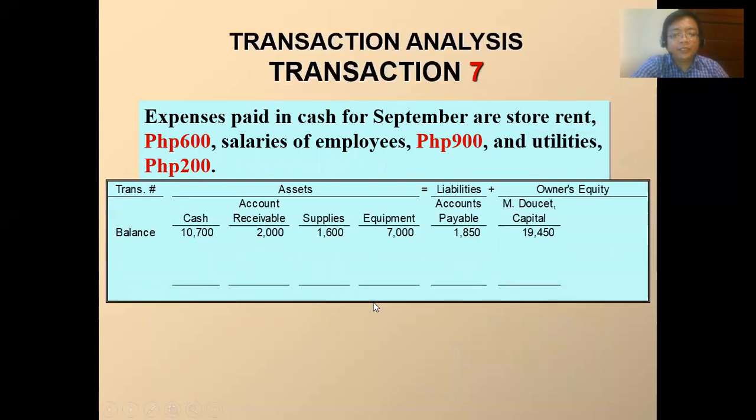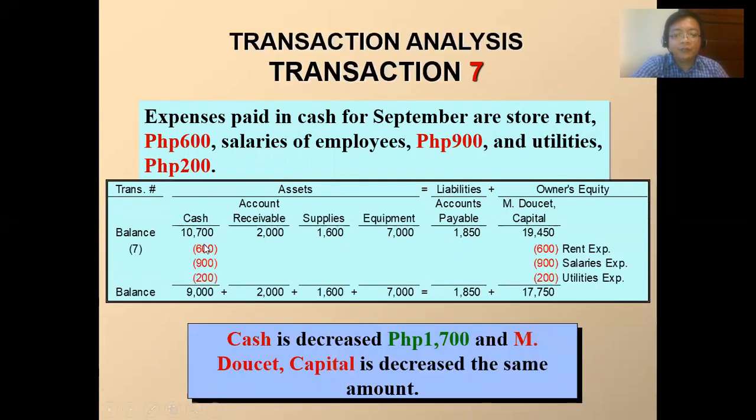Transaction number 7. What if you pay store rent, salary of employees, and utilities, di ba? All of these are part of expenses. Expenses are all deducted from your capital. And also, since you pay cash, it will also deduct from your cash. Yeah? You minus 600, you minus 900, you minus 200, you minus 600, you minus 900, and you minus also 200. Parehas pa ba?